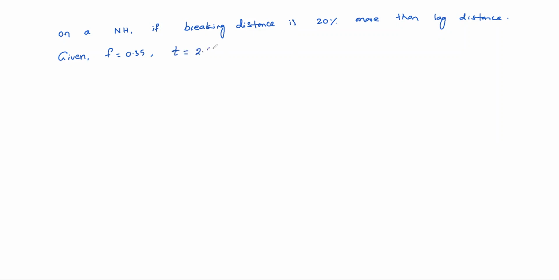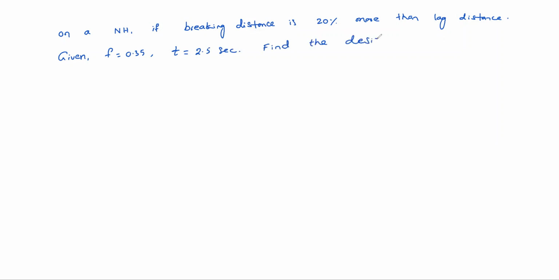On a national highway, if braking distance is 20% more than lag distance, given f equal to 0.35, t reaction time equal to 2.5 seconds, gradient not mentioned. Find the design speed.